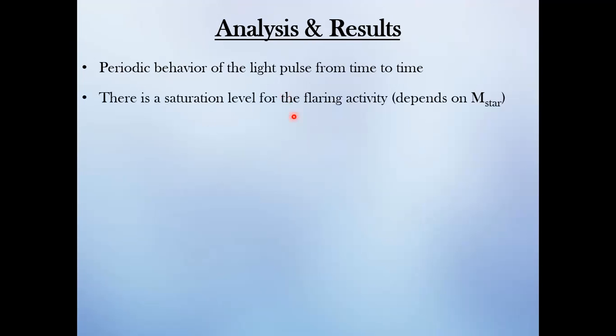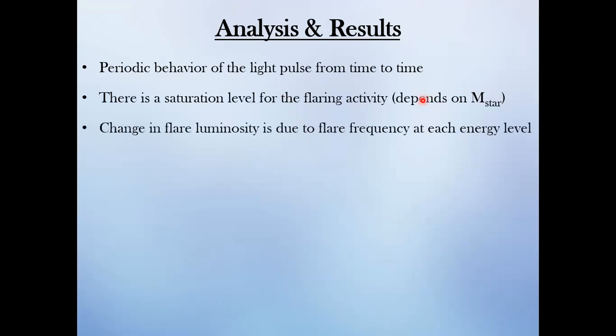There's a saturation level for this flaring activity, the maximum, and it is directly proportional to the mass of the star. So what we do is plot the luminosity curve, and then we find the change in flare luminosity. We find that this change is due to a change in flare frequency at each energy level. So active stars flare more often at every flare energy level, and their flaring frequency is higher.